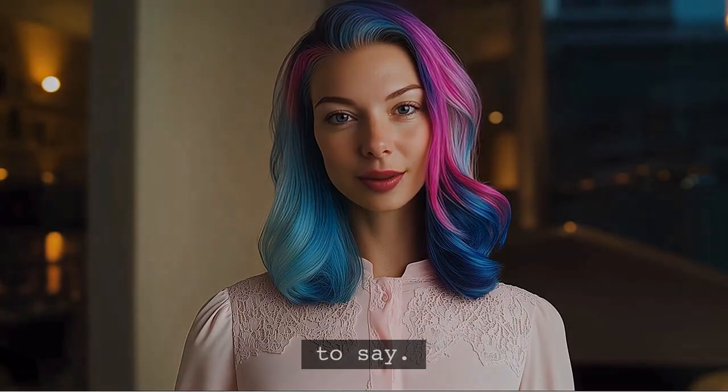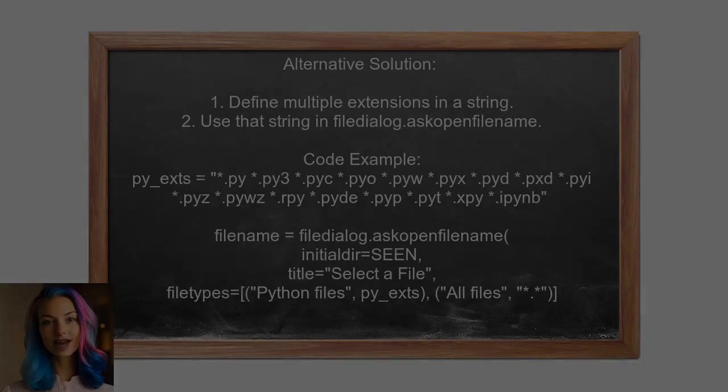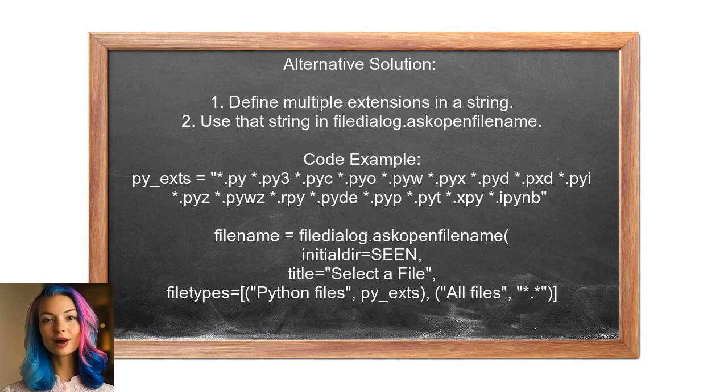Let's see what someone else had to say. An alternative approach shared by another user involves using a string to define multiple file extensions. They suggest creating a variable for your extensions, like Python files, and then passing that variable to the askopenfilename function.